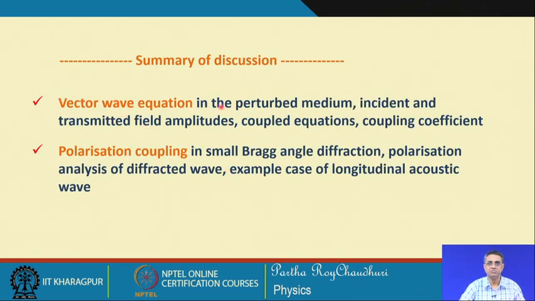So, in summary, we discussed the vector wave equation and how we can write the incident and transmitted field amplitudes, then we rewrote the coupled wave equations and coupling coefficients in a way which is similar to the scalar wave formulation. And then we looked at the coupling of the polarization from the incident wave to the diffracted wave. In the present case, we studied when the acoustic wave is a longitudinal wave, and for small diffraction, Bragg angle diffraction, we saw that the polarization remains the same, the incident polarization and the diffracted wave's polarization are the same. And in the next case, we will consider an isotropic medium, but for shear wave, and also an anisotropic medium with shear wave propagation in the acousto-optic cell.